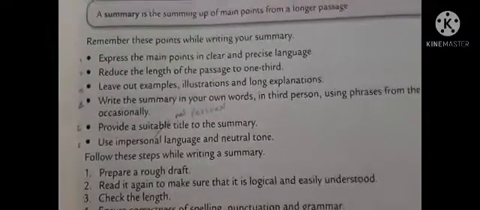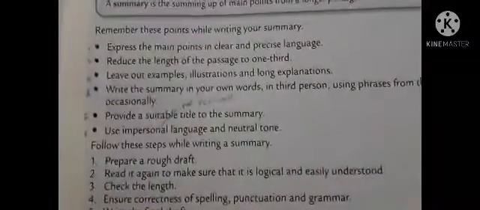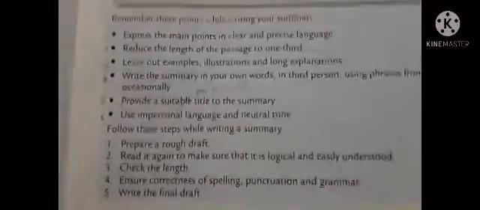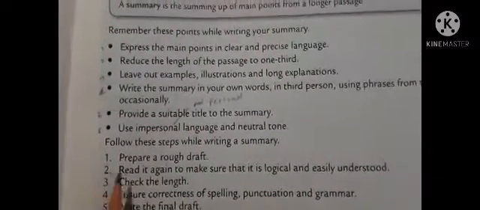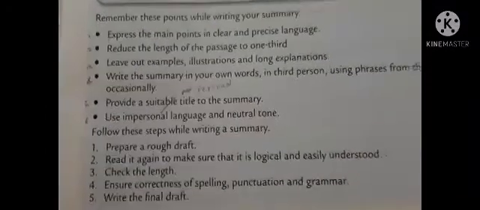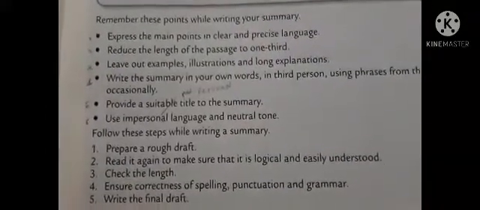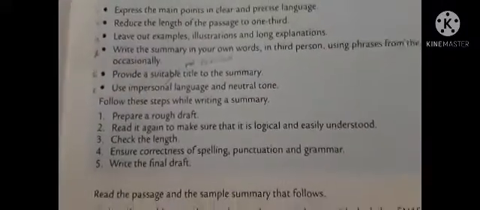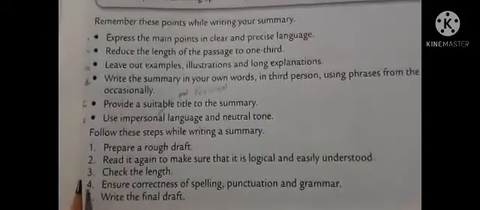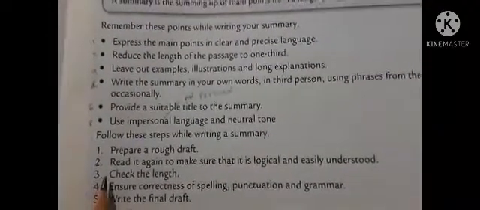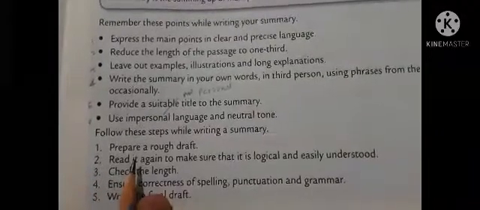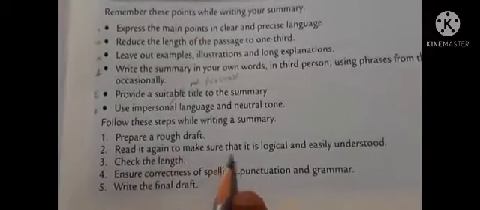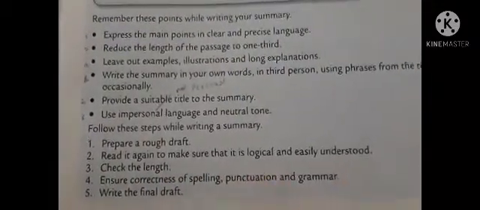Secondly, when we write a summary, we have to follow these steps. The first step is to prepare a rough draft. So when we write a summary, we have to prepare a rough draft. We cannot straight away go and write a summary. Secondly, after we have written this rough draft, we have to read it again to make sure that it is logical and easily understood.